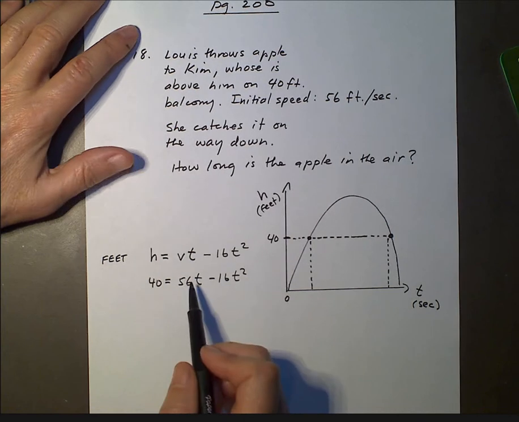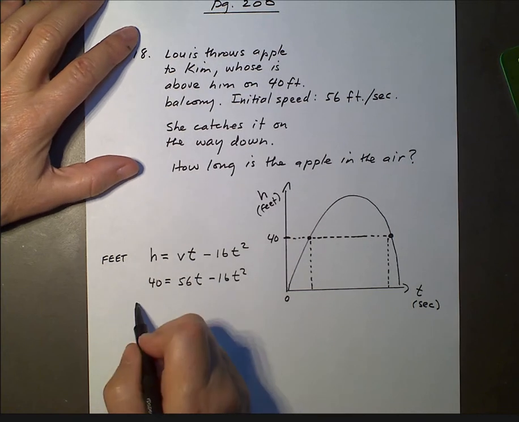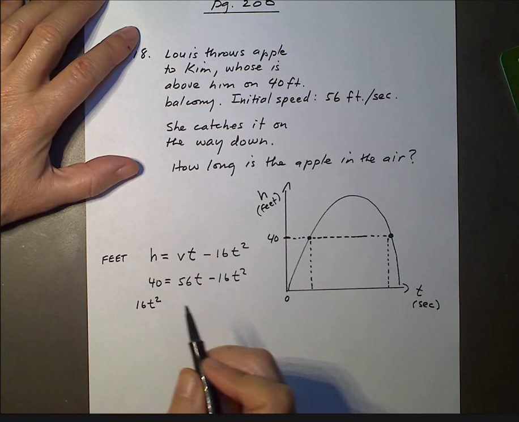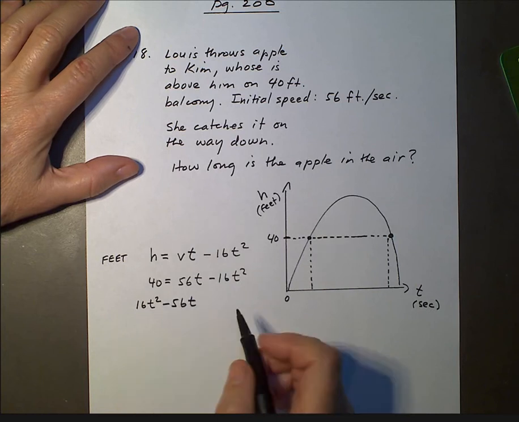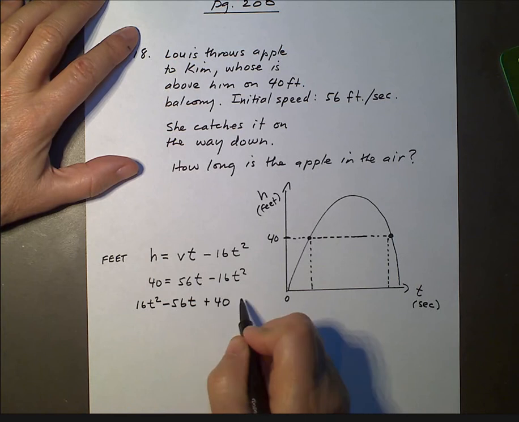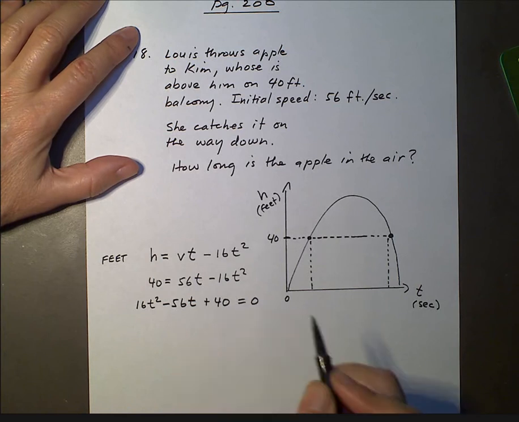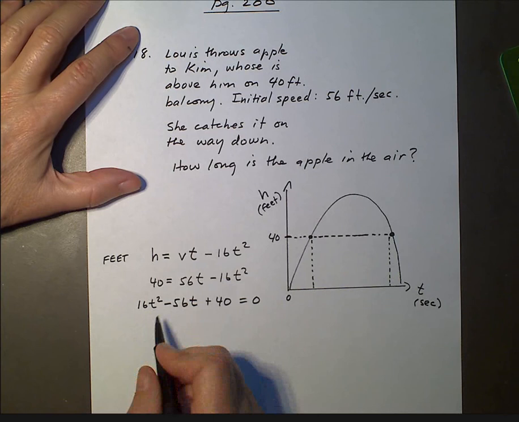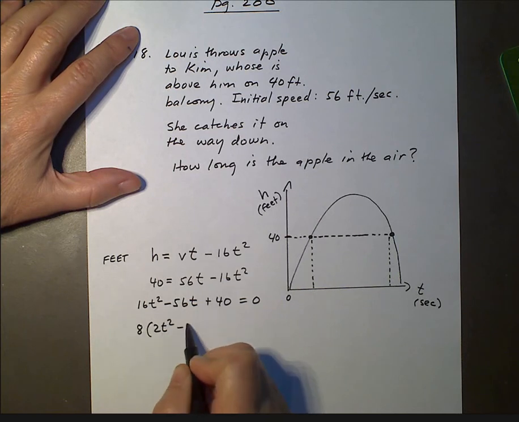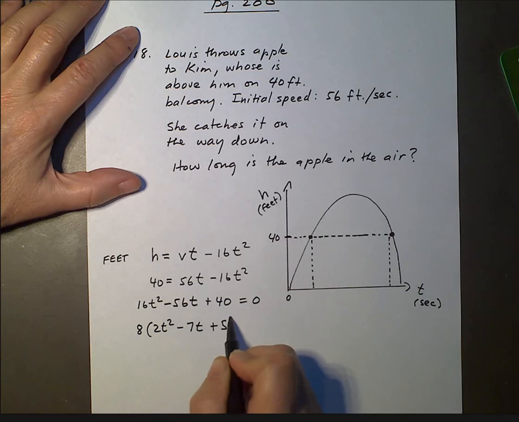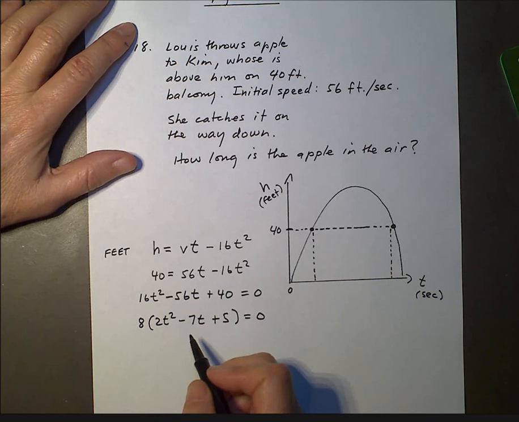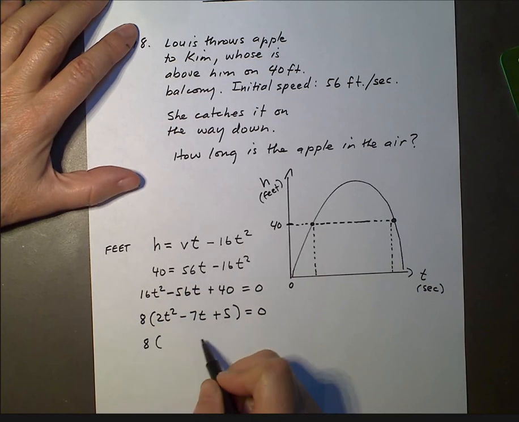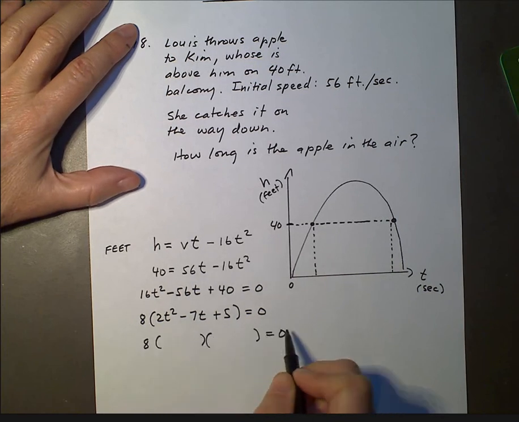It's a quadratic equation, so I'm going to get the 16t squared on the other side: 16t squared minus 56t plus 40 is equal to 0. And I'm going to factor out the greatest common factor of 8. And so we can look at factoring this trinomial. It's going to factor pretty easily.